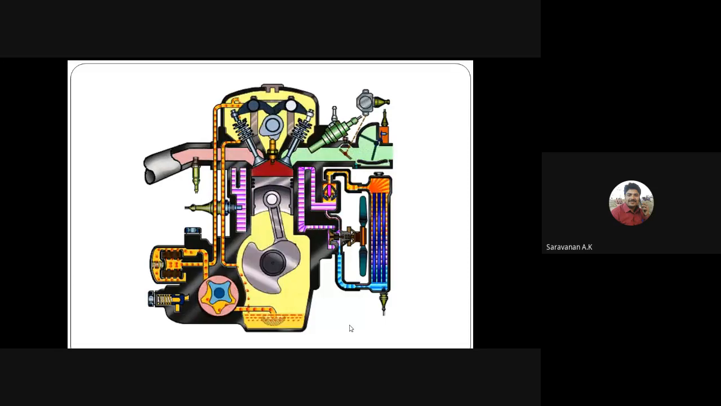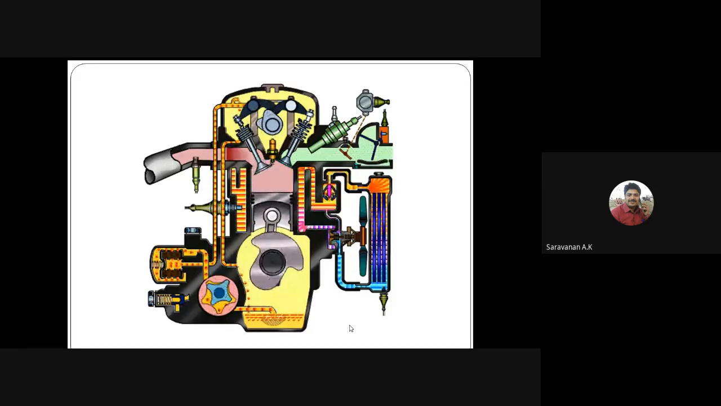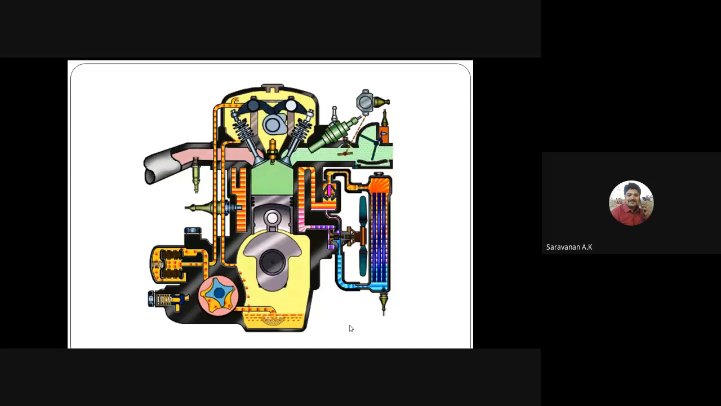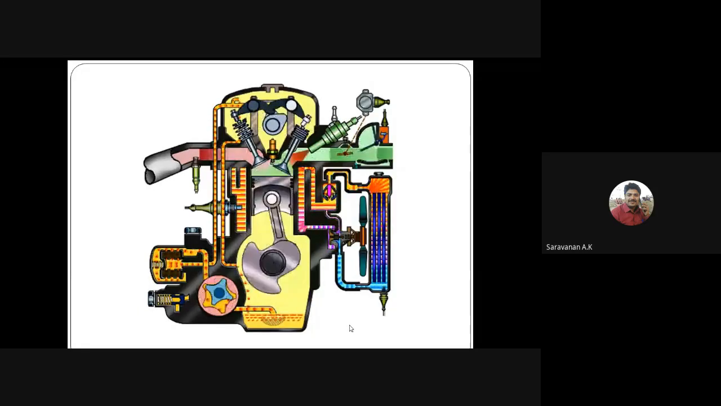We have to supply the lubricating oil, nearly 2 to 3% of the fuel, in the fuel tank itself. It passes through the carburetor. Once the fuel gets vaporized, we get the oil mist. The oil mist mixes with the air-fuel mixture and passes through the combustion chamber, and there we get lubrication through the oil mist.